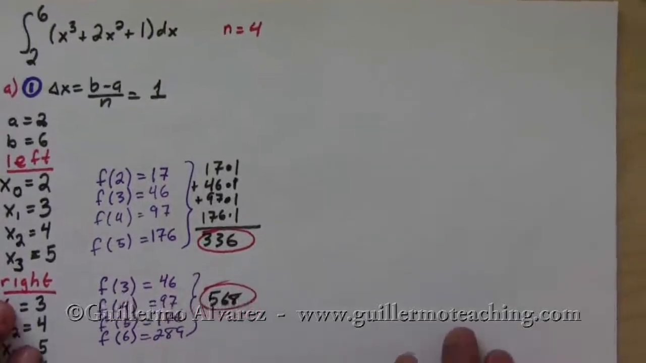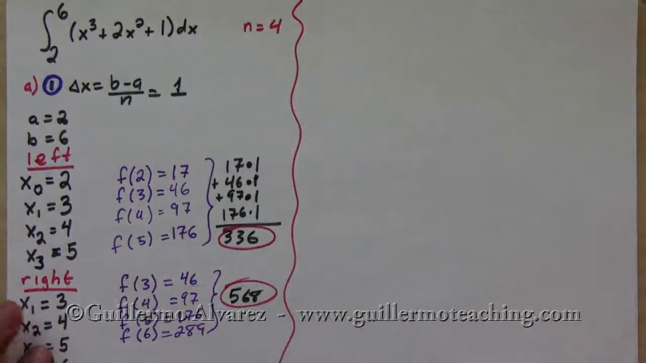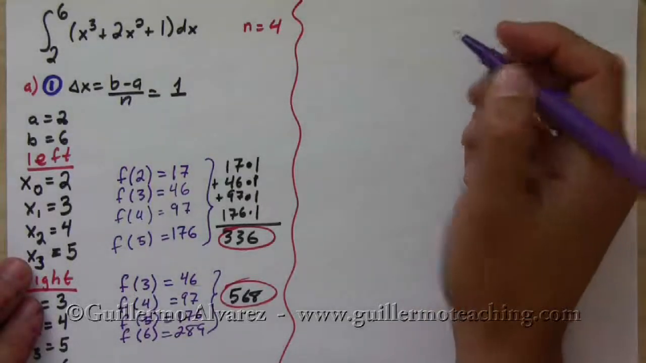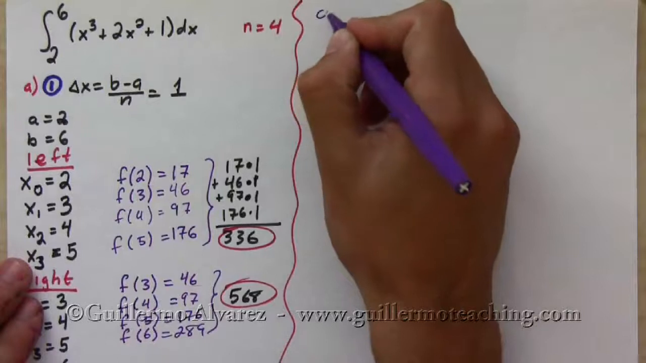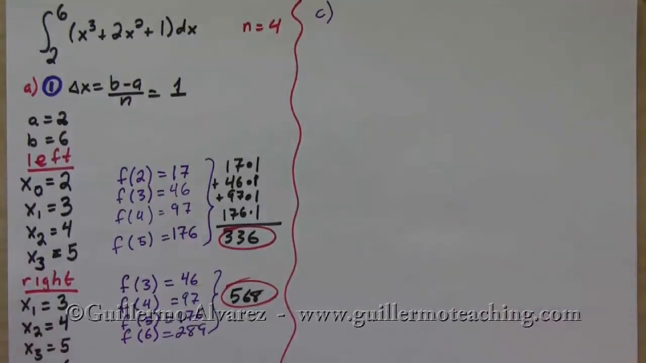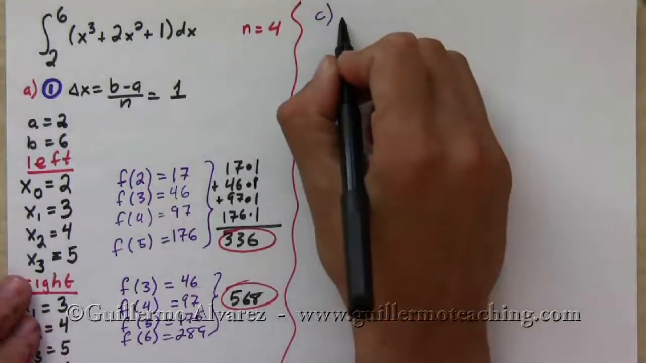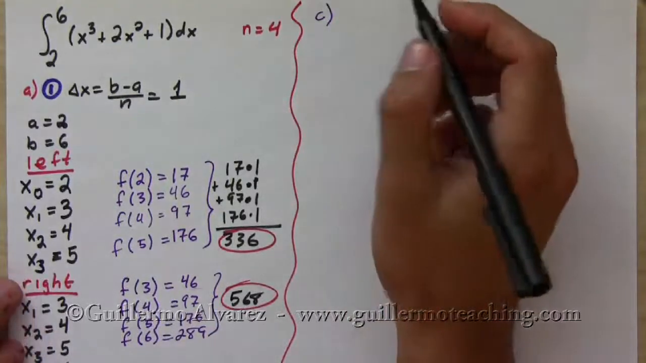Okay, now let's get to the good stuff. Let's try to find the exact area underneath the curve using the definition. Okay, so remember what we need is we need to find expressions for everything.